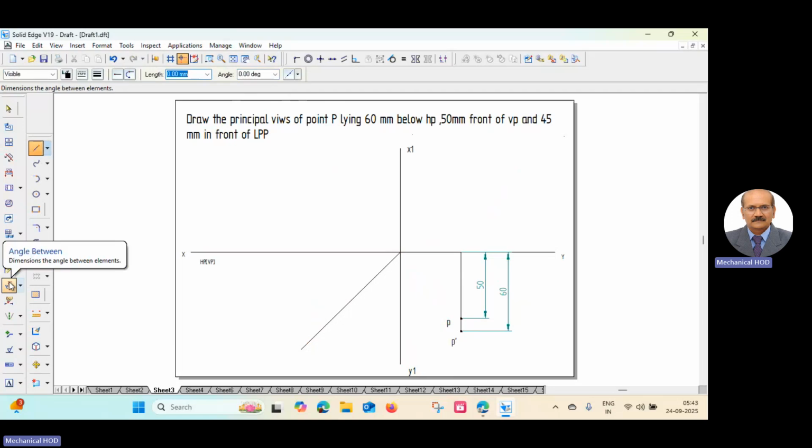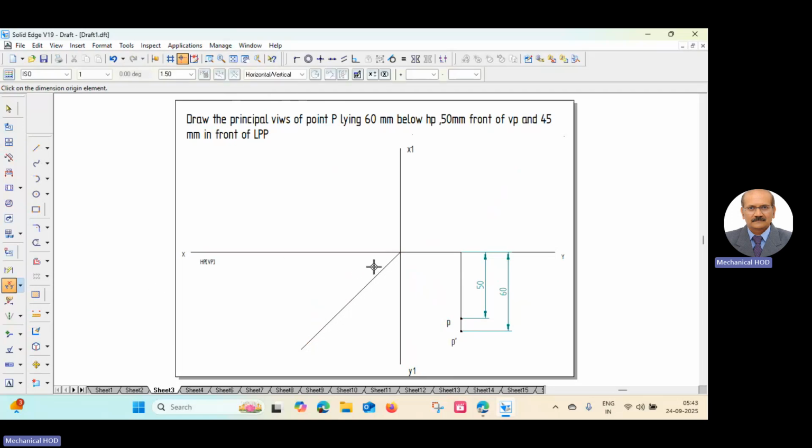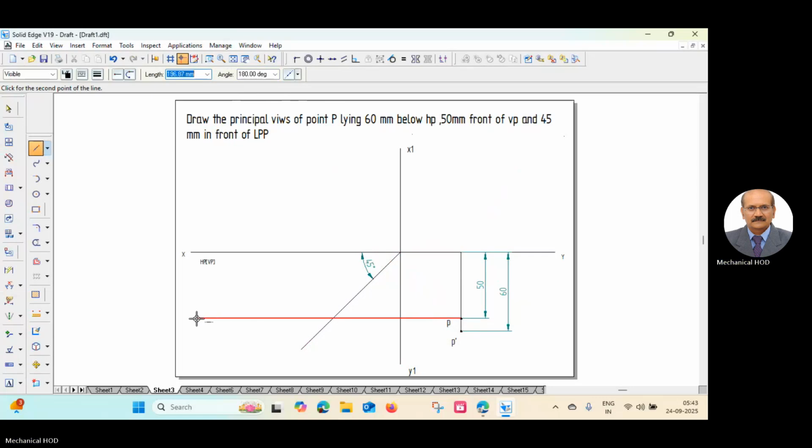Then again go to the angle between command and measure this angle. This should be 45 degrees, as we know. Click these points: 45 degrees. Then again go to line command. Draw the horizontal from the top view. P is the top view. Draw the horizontal of any length.